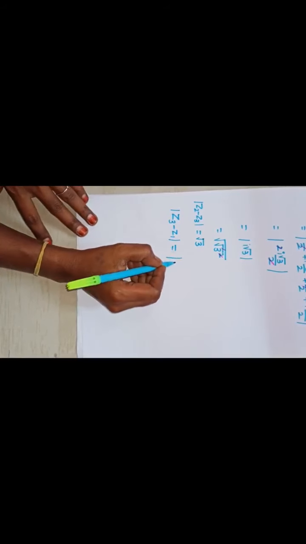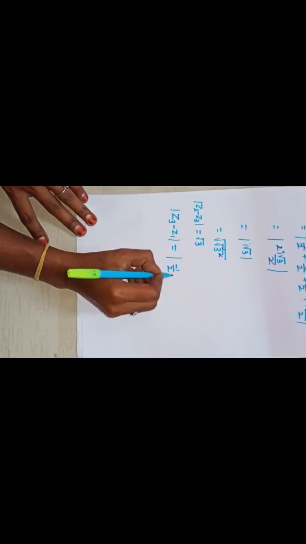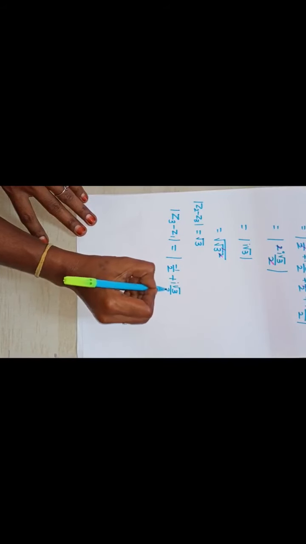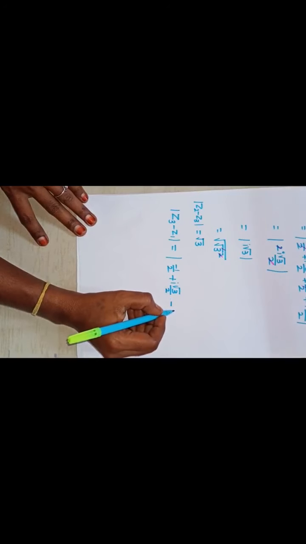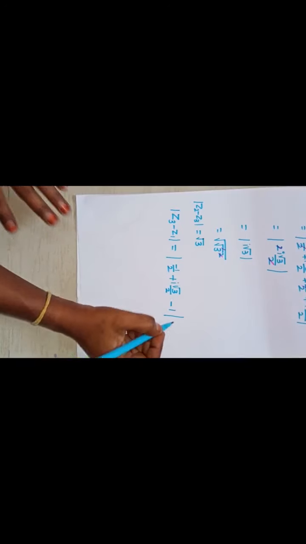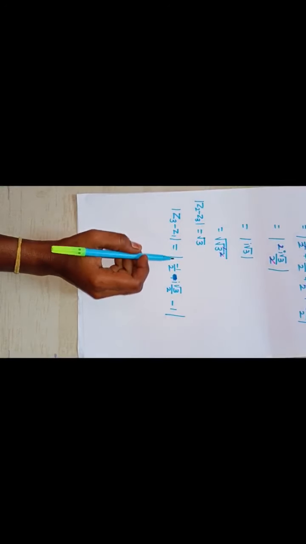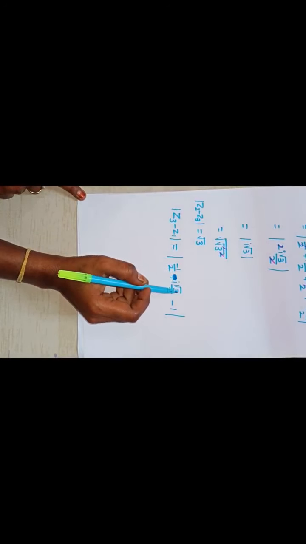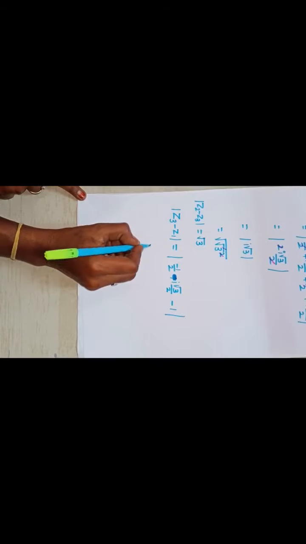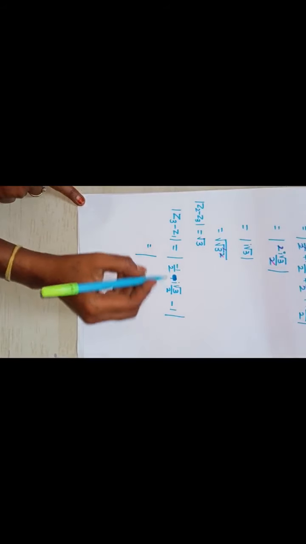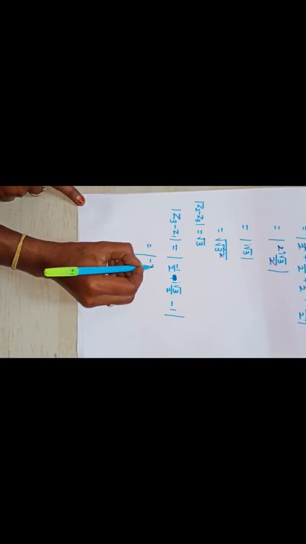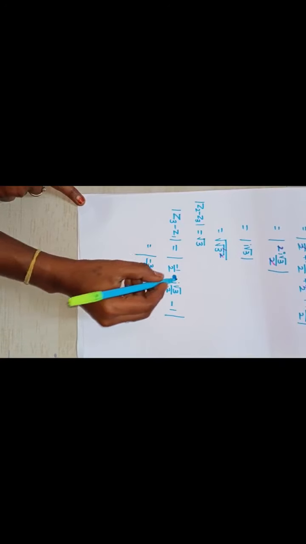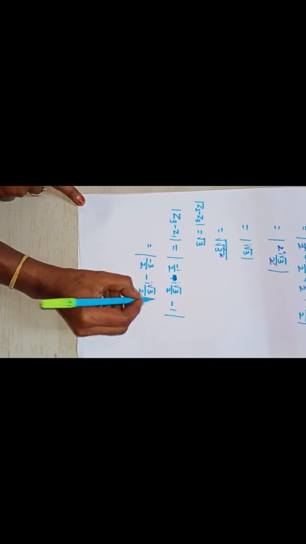Modulus Z3 minus Z1. Z3 value is minus 1 by 2 plus i root 3 by 2. Z1 value is 1. Z3 minus Z1 modulus is minus 1 by 2 minus i root 3 by 2 minus 1, which is equal to minus 1 by 2 minus 1. Take the LCM. 2 into minus 1 is minus 2. Minus 2 minus 1 is minus 3 by 2 minus i root 3 by 2.